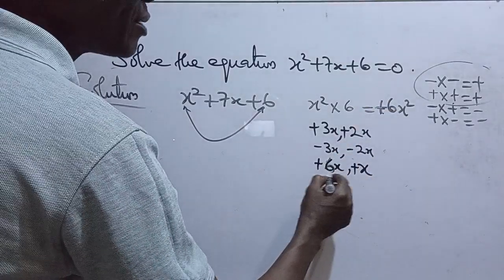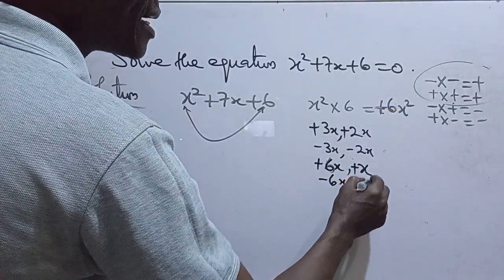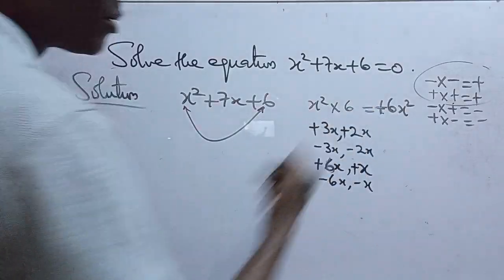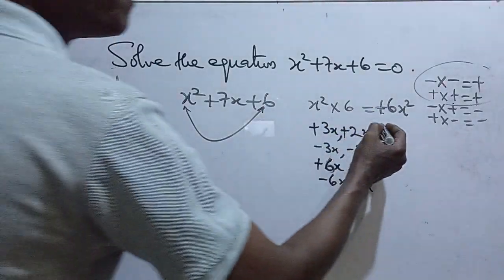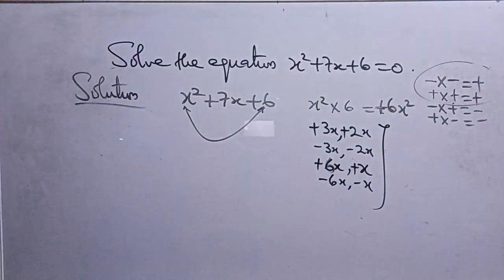We can also have minus 6x minus x. Multiplying also, you get plus 6x squared. So all these are the factors of plus 6x squared. No other factors can be gotten for that.